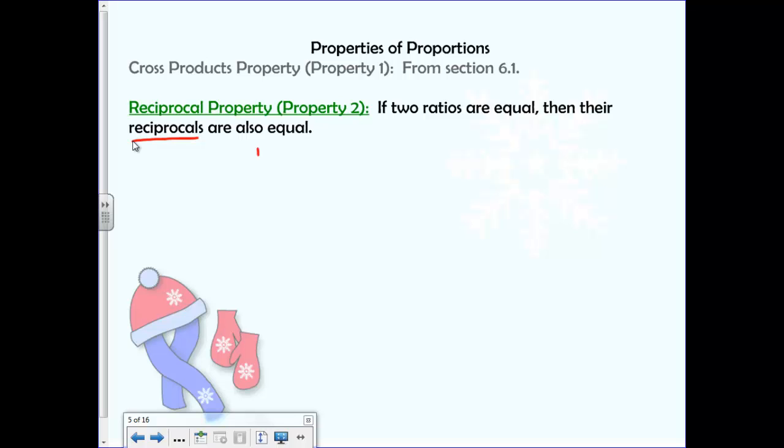So if I give you this, and you should write this down as well, if A over B equals C over D, then when I find the reciprocal of each of those, I say B over A equals, what, Matt? Good. D over C. That's the reciprocal property. A over B equals C over D, then B over A equals D over C.